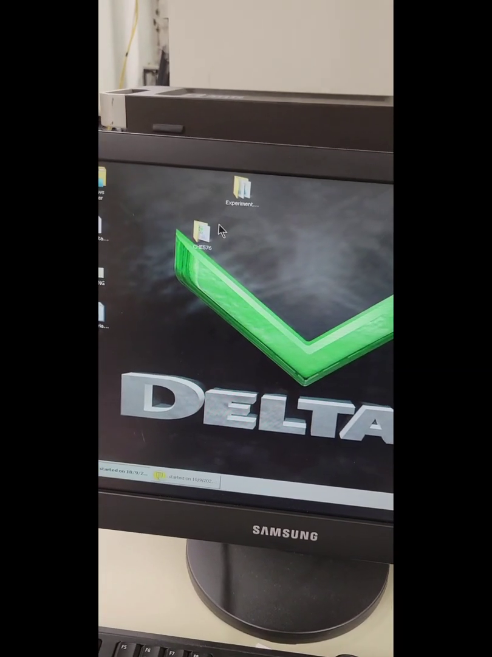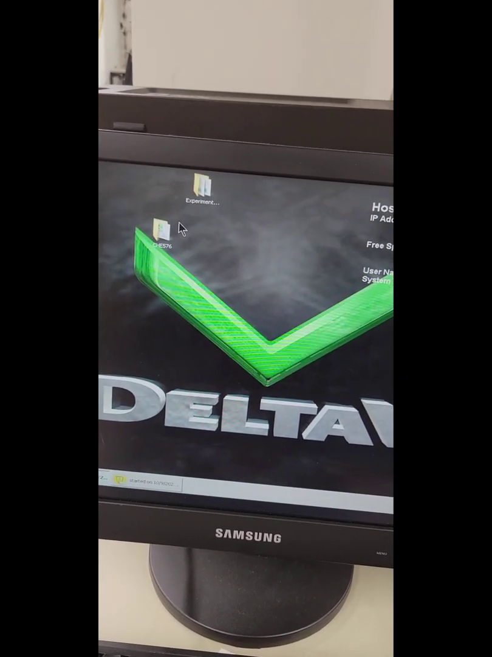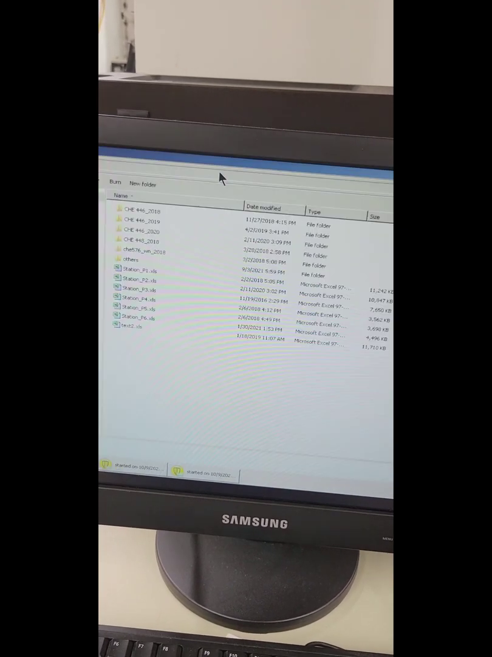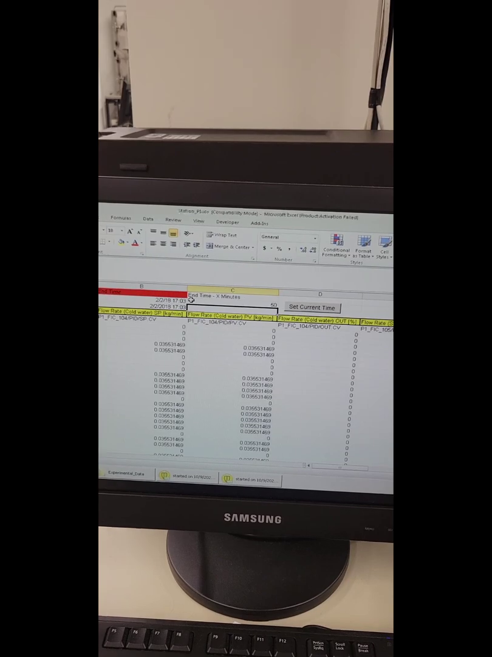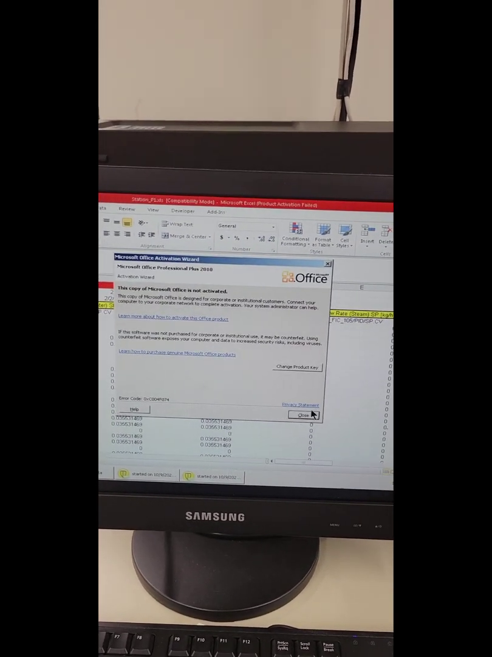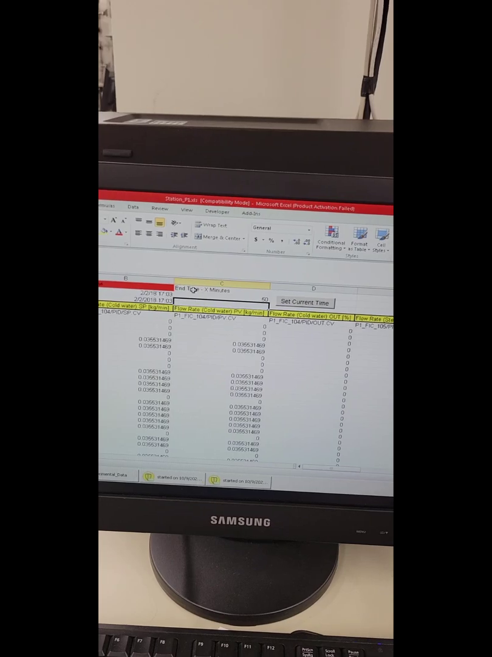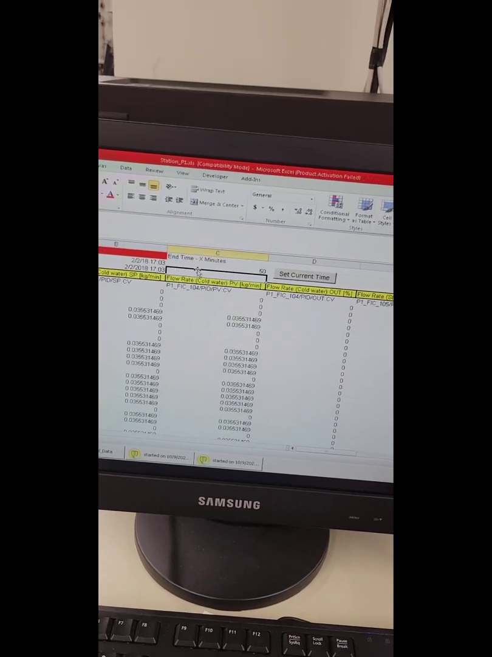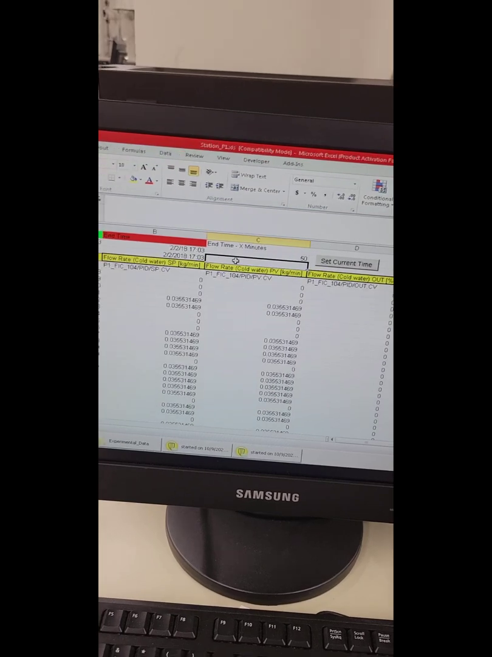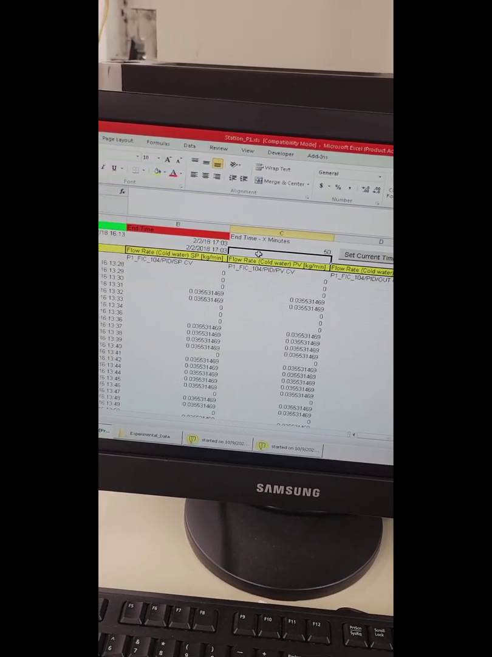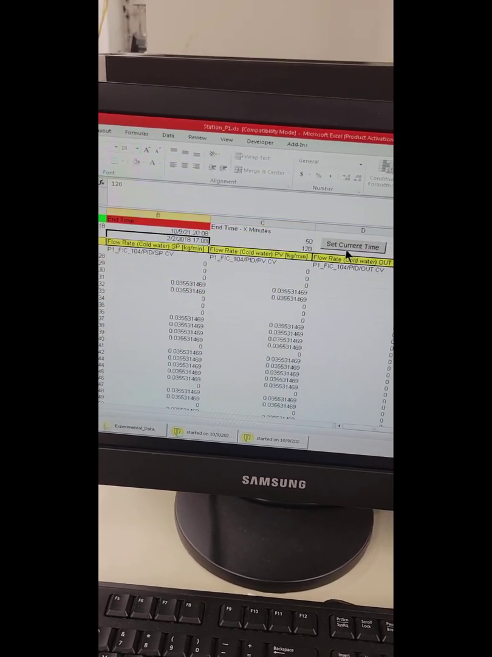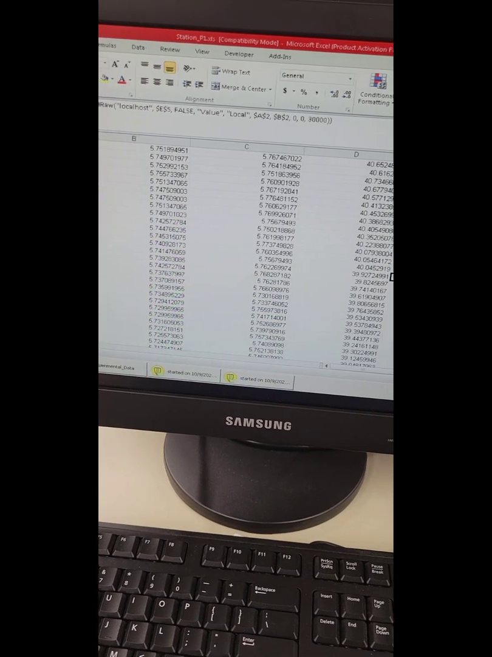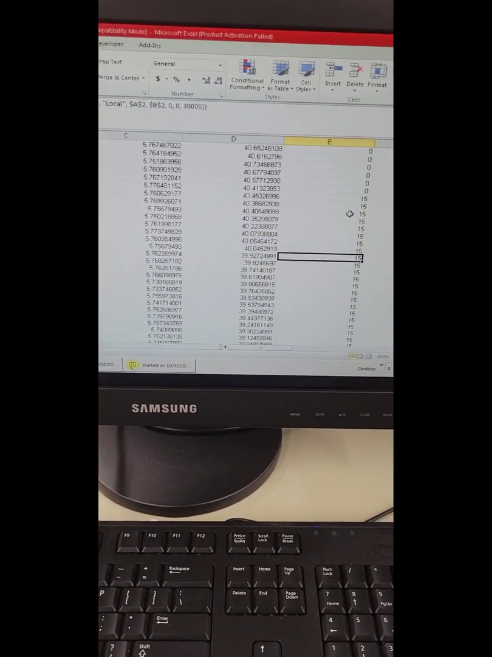So now I'm collecting data. In this lab, the data will be collected automatically by Delta V. So I open the experimental data and station P1 that I was working on. So here we have some data. We need to determine end time. This is the duration, the time of experiment. So I choose 120 minutes and set current time. So here we can see our collected data.